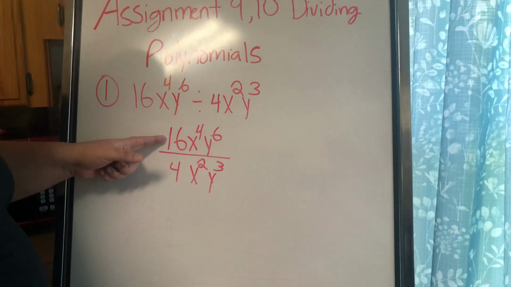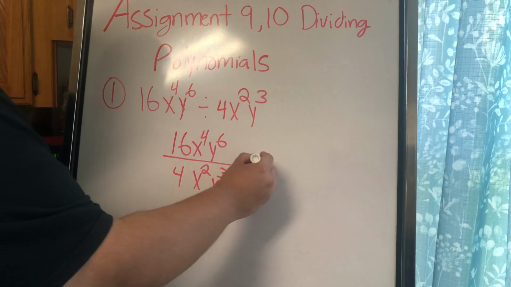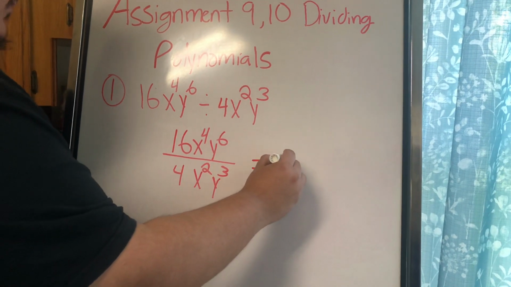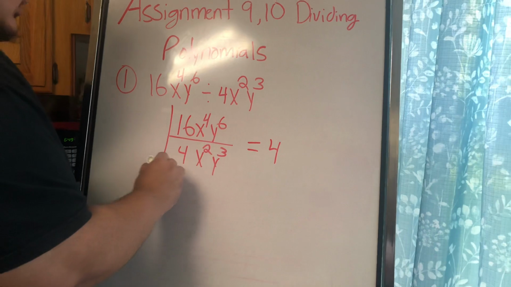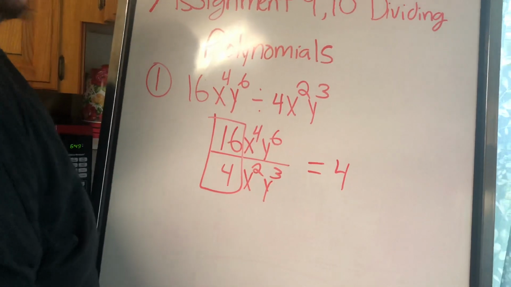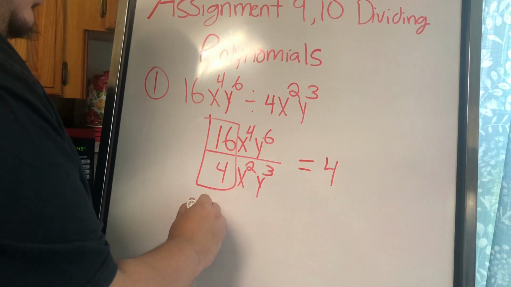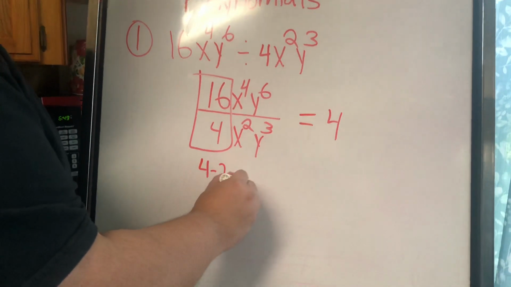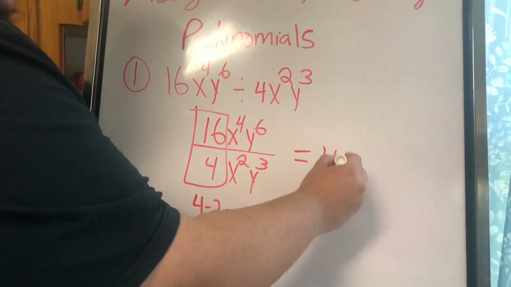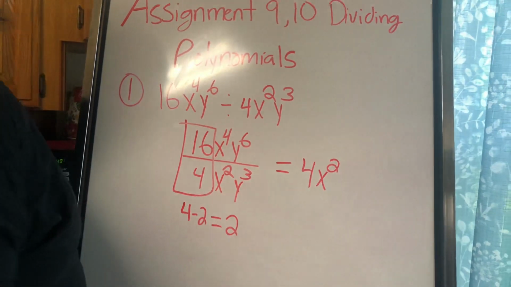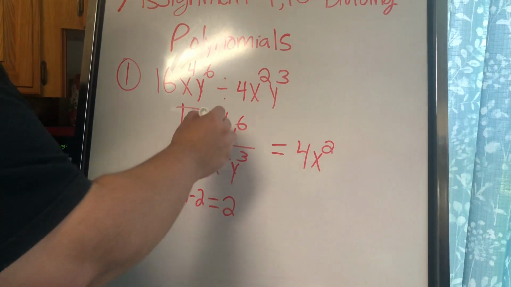So let's actually begin. Our coefficients are the numbers you're going to divide. So 16 divided by 4, we know that equals 4. I'm going to put this in a box. That gives us 4. And then same base: 4 minus 2 gives us 2. So I'm going to write the base to the power of 2, or x squared. And then this is complete.